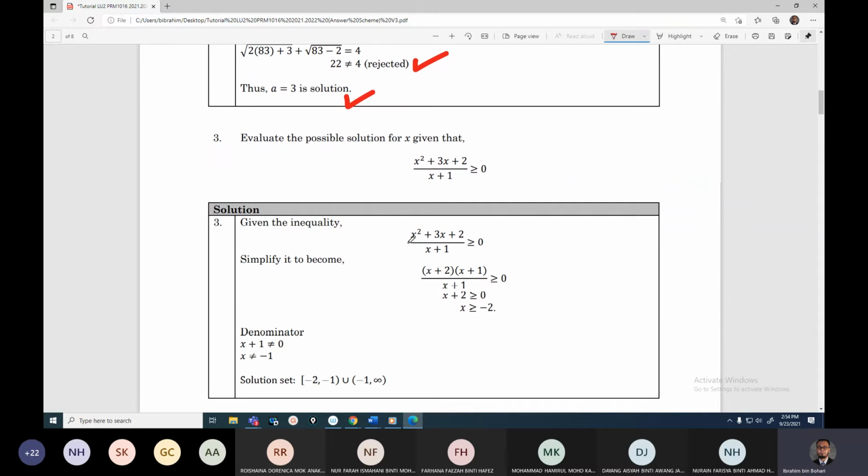Okay, question number 3, cek jawapan. Cek answer. X square plus 3x plus 2 over x plus 1 greater than or equal to 0. Yeah. So the value of x here greater than or equals to the negative 2. And denominator x plus 1 not equal to 0. And solution here negative 2, negative 1 using the semi-open bracket, unions negative 1 to the positive infinity. Dapat jawapan. Okay.